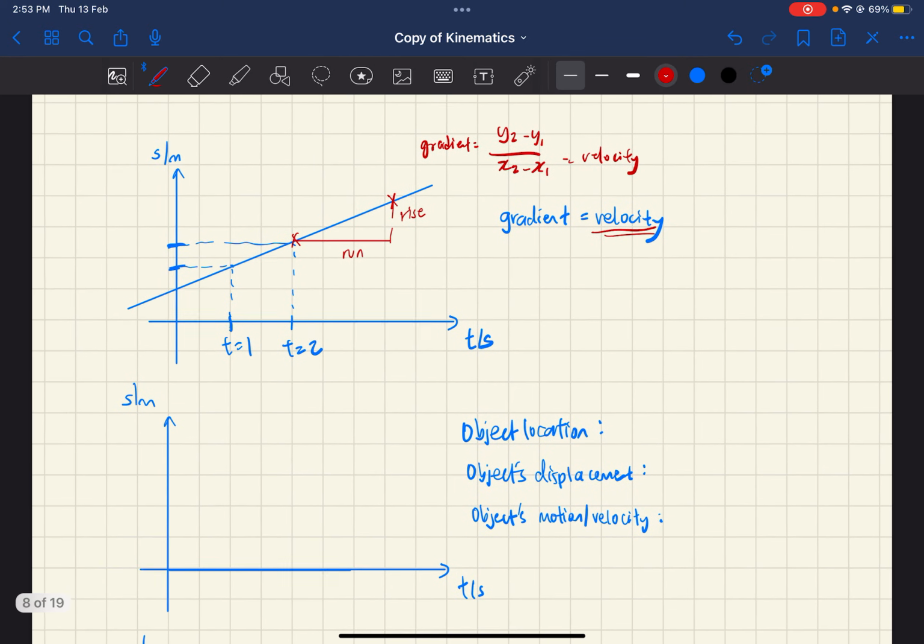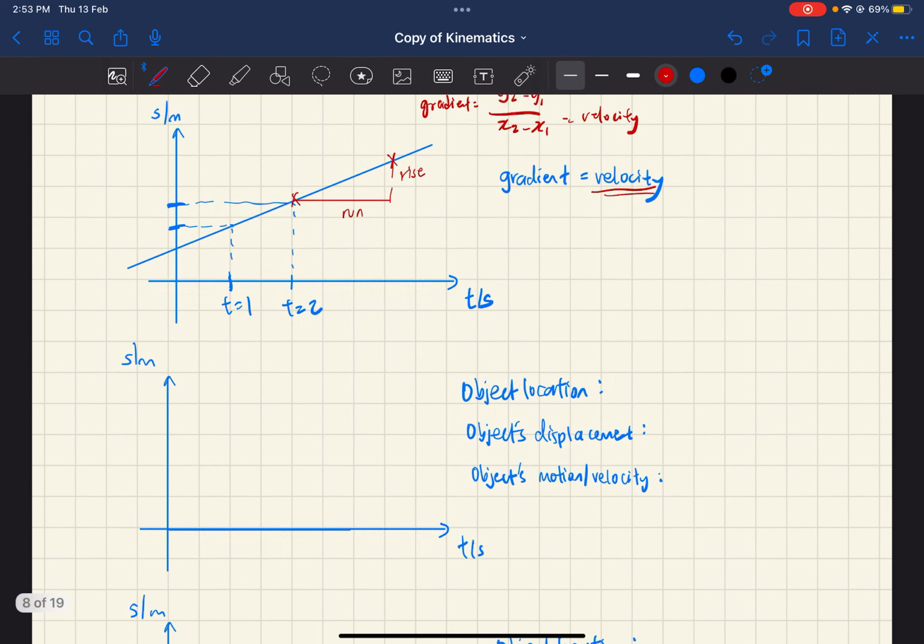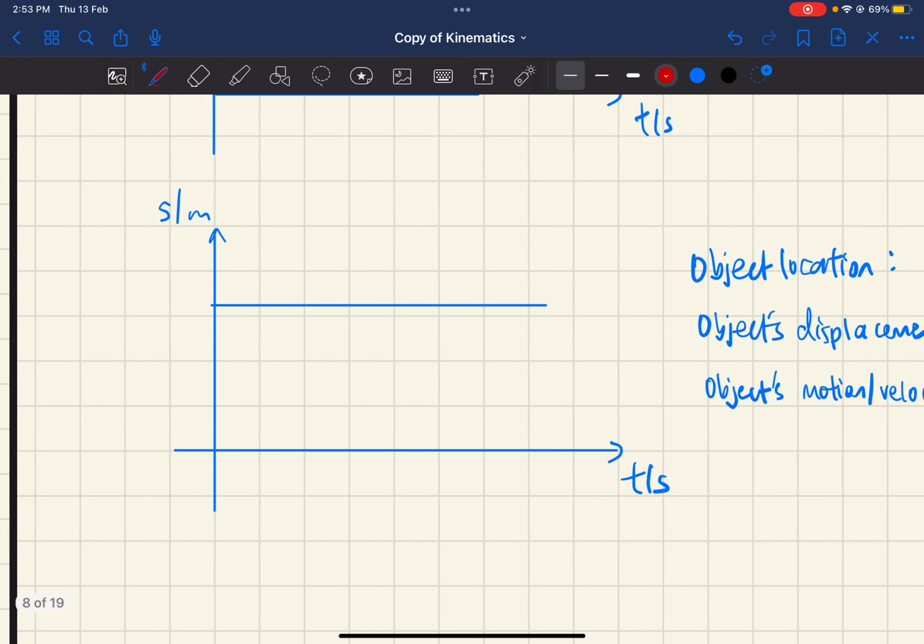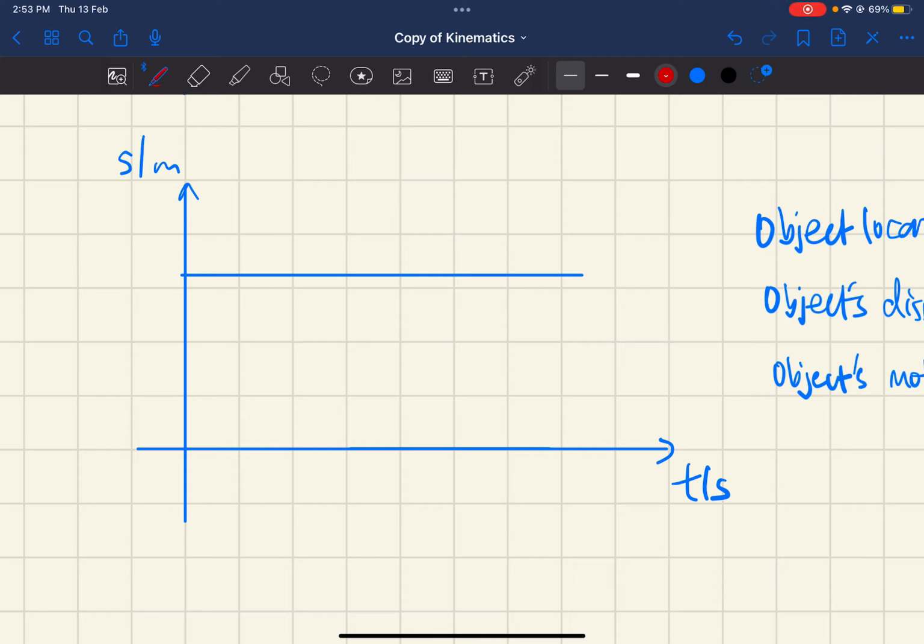So let's go through some of the description of the graphs for this portion. Let's say I have this graph over here. What can you say about the displacement? The displacement is by reading off this value over here. So you can say that your displacement is constant, because your displacement doesn't increase. Your line is not going upwards. Next one, your gradient of the graph is 0 because it is a horizontal line, which means that your velocity is 0 as well.